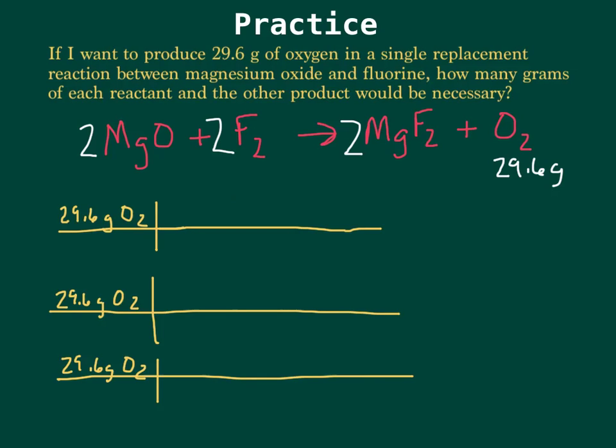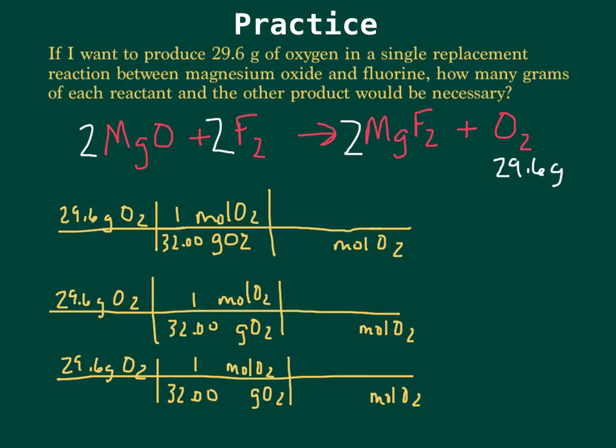Now, obviously, I would suggest doing these one at a time. I just wanted to get them all started so that you could see they're all going to start with the same thing. And they're all going to go changing from grams of O2 to moles of O2. We've got to get to moles right away. And then we're going to go from moles of O2. This is where it's going to get different each time. So I'm going to finish in these other ones right now.